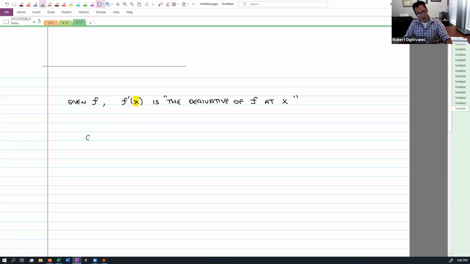For example, we already saw this, that if f of x was equal to x cubed, we know that the derivative of that is equal to 3x squared. Remember, it was 3a squared, but we replaced the a with x, right?